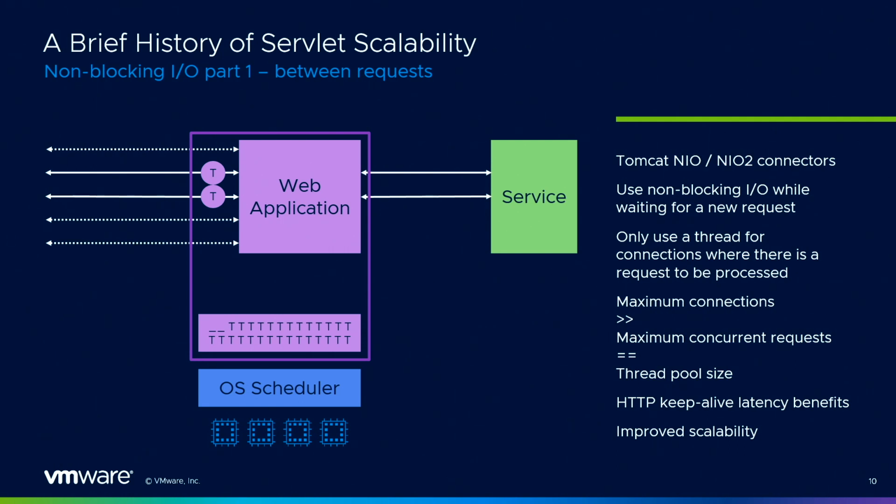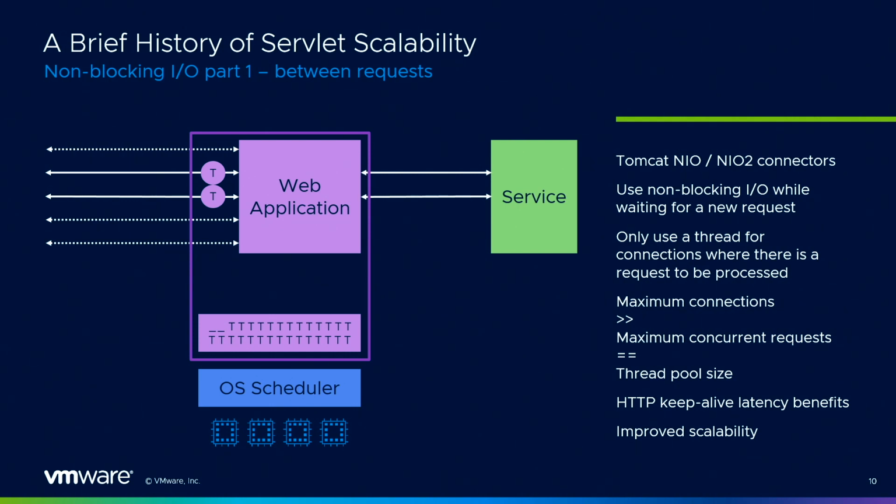So now we've still got our 5 connections. 3 of them are in keep alive, but they're not using threads now. It's the poller that's looking after those. It's only the connections with active requests that are using threads. So we're using 2 threads now. So at this point, we've got much better scalability, and we've still got the latency improvements.